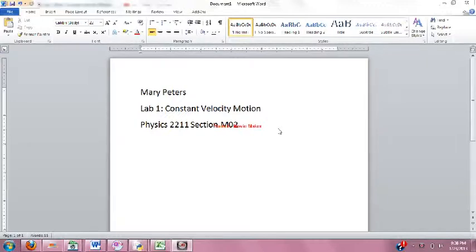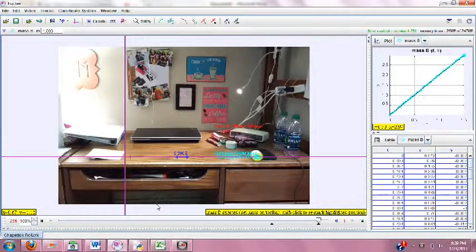The main objective of this lab was to model the object using VPython by making the assumption that FNet equals 0. Ideally, the model provides a good prediction of the observed motion. I used Tracker to observe the motion of the chapstick jar.